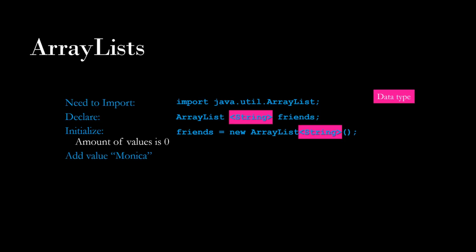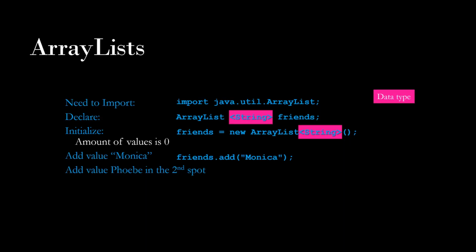To add values, like if you wanted to add a Monica to the array list, you do the name of your array list dot add and then whatever value you want. Make sure the value inside the parentheses matches your data type, or it will make sure it matches for you. So if you put numbers into a string array list, it'll convert it into a string.